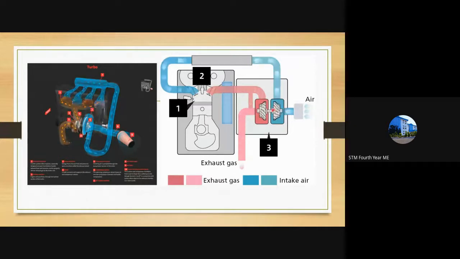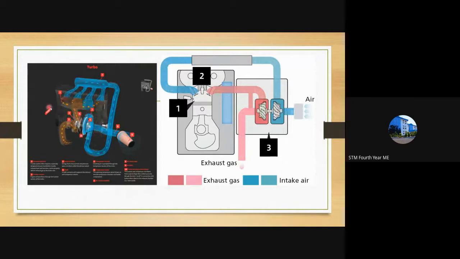So the air enters here, goes to this part, which is the intercooler, then into the intake manifold, into the cylinder. The exhaust gas which is passing through the exhaust manifold enters the turbine. This is a turbine here, and at the turbine it rotates and provides power to the compressor, and the compressor in turn compresses the air and sends it to the engine. This is how the turbocharger works. So you can see how the turbocharger is working here.